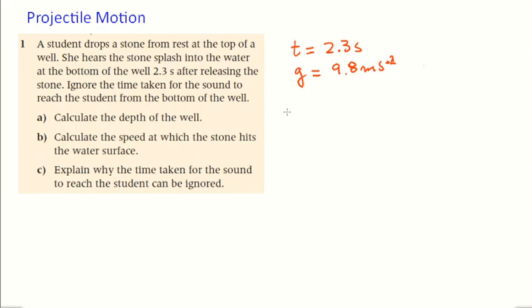Alright, so our initial velocity is also 0, right? Because it does not move in the beginning, you're just letting it go. What's actually going to accelerate this stone, this pebble, is gravity. So that's all we have: time, gravity acceleration, and initial velocity. We are looking for the depth, so we need some equation in which we have the displacement.